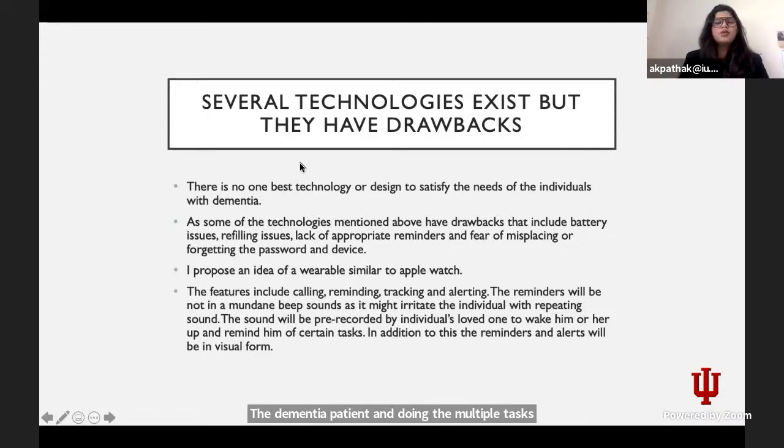But also, there is no one best technology. Earlier, I wrote in my objective that I need to create a prototype of an ideal technology. Then I got to know through the literature review that there is no one ideal technology for individuals with dementia. There are several, according to their needs and requirements. So I propose an idea of a wearable technology, which is similar to the iWatch. The features include calling, reminding, tracking, and alerting.